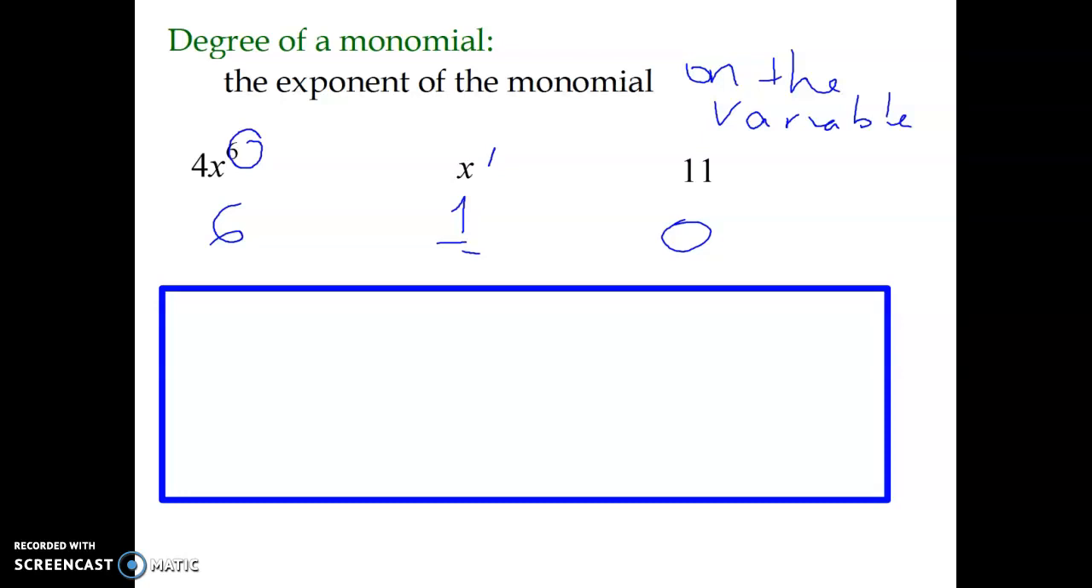So even if I put an exponent on there, like if I make it 11 to the 2nd, the degree is still 0 because there's no variable. The exponent you want to look at is the exponent on the variable, not the exponent on the number, only on the variable.